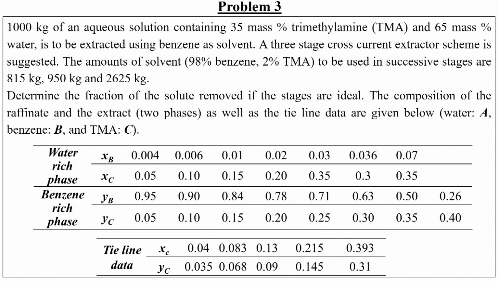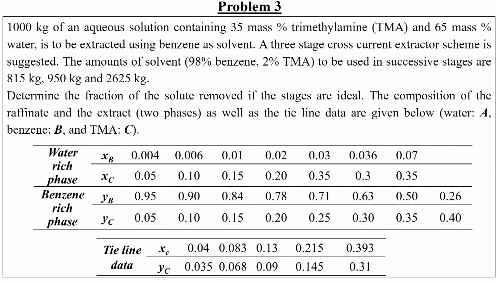Now, we will be solving one very simple problem. Say 1000 kg of an aqueous solution containing 35 mass percent trimethylamine and 60 mass percent water is to be extracted using benzene as the solvent. Here the water is A, the trimethylamine is C, and benzene is B. So, a 3 stage cross current extractor system is suggested.